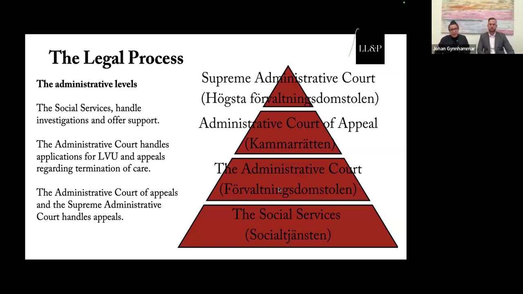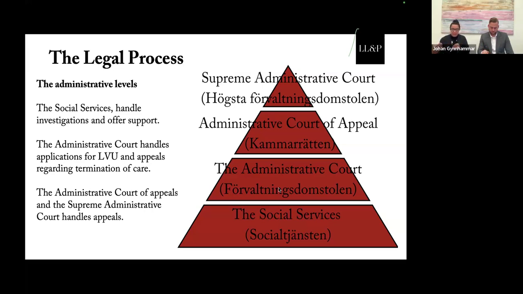So the administrative court handles the applications for LVU, which they get from socialtjänsten, and they also handle the appeals regarding termination of care. So that's the instance that works with those questions. Then in the next part, we have the Administrative Court of Appeal, which is Kammarrätten. We also have Kammarrätten in Stockholm and in several other cities as well. And they, as well as the Supreme Administrative Court, which is Högsta Förvaltningsdomstolen, are the courts that work with the appeals in cases of LVU.